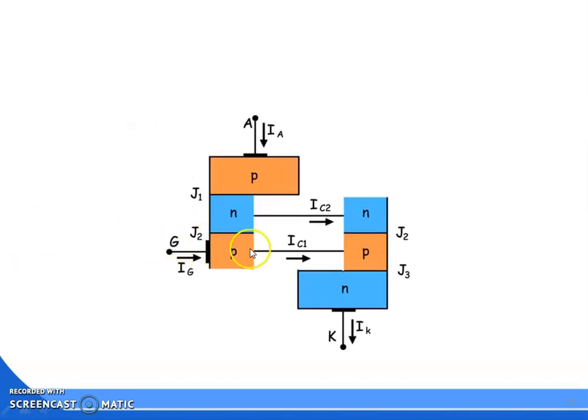See that after bisecting, this one forms a PNP transistor, with junctions J1 and J2 marked here, and then another is your NPN transistor, with junctions J2 and J3 marked here. This one is collector current IC2, and this collector current is your IC1. So these form the two transistors, that is the NPN transistor and the PNP transistor.